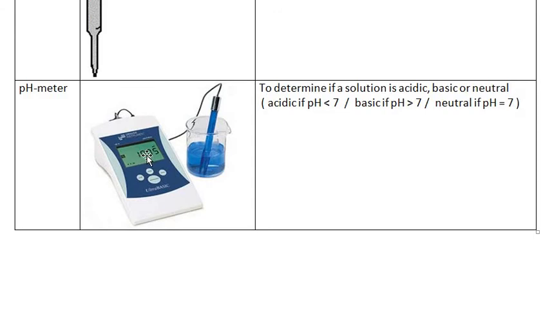This is a pH meter which measures the pH value. The pH value, which I said before, is a method for measuring the acidity or alkalinity of a solution. If you want to measure the acidity or alkalinity of this solution, you put the probe here, then read this number. If this number is less than 7, this solution is acidic. If the reading of the pH meter is exactly equal to 7, the solution is neutral. If the value is greater than 7, the solution is basic.